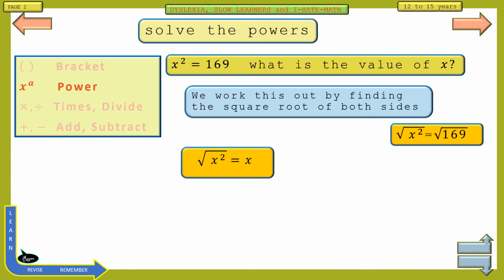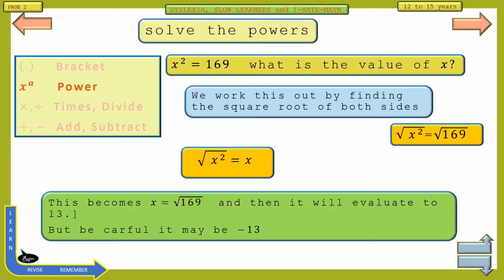The two operations, squaring a number and finding the square root of a number, are the inverses of each other. In other words, one goes one way and the other comes back to where you started. This means the square root of x squared is simply x. So now our equation becomes x equals the square root of 169, and then it will evaluate to 13. But be careful, it may be minus 13.